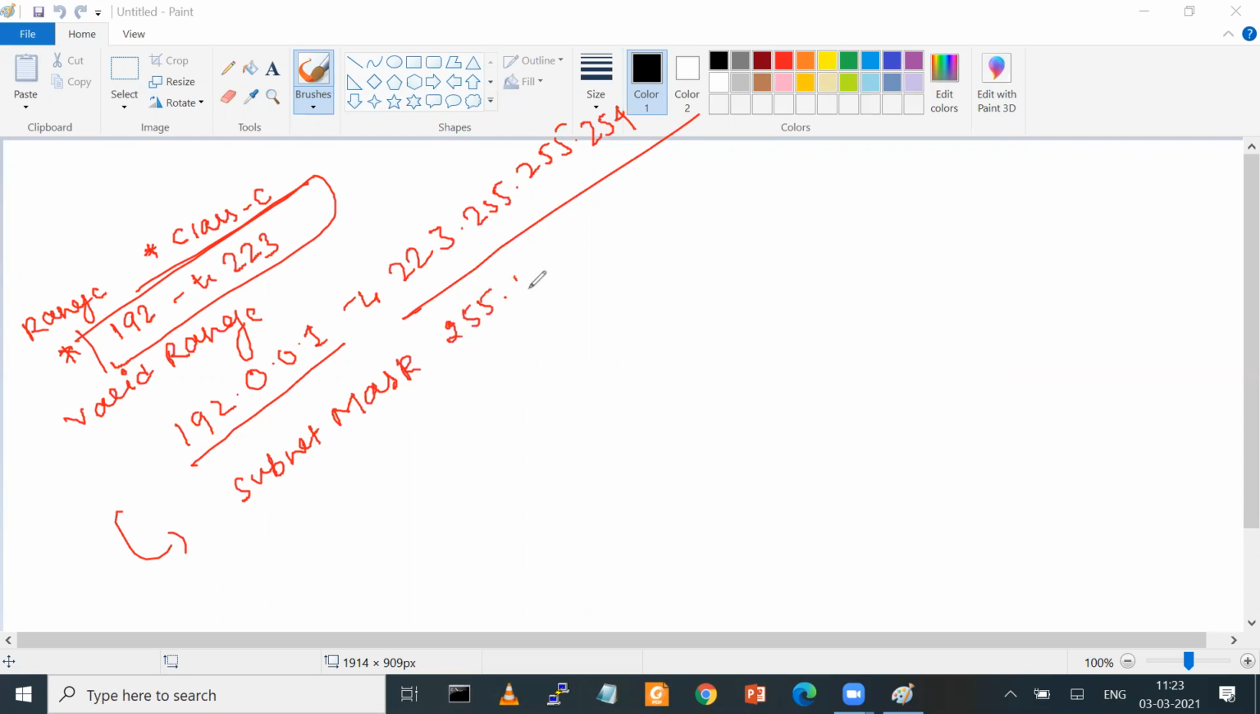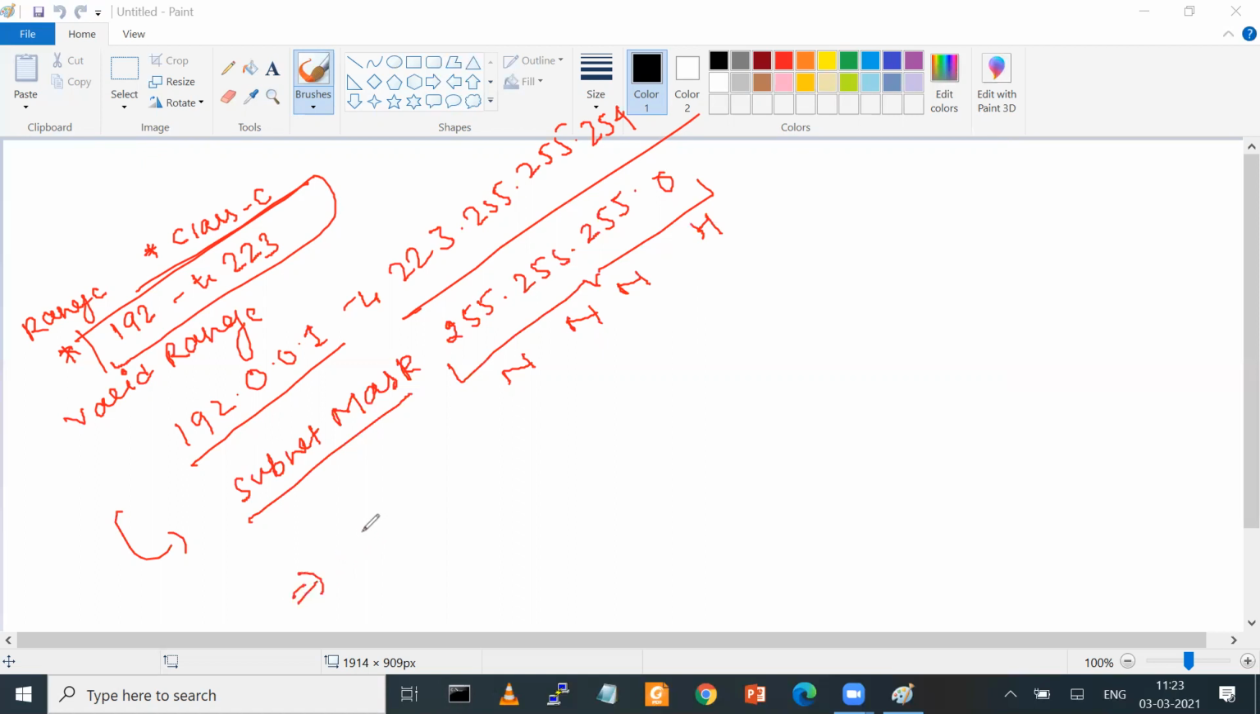Default subnet mask, in which I have not made any change. So that's my default: 255.255.255.0. Alright, default mask, default subnet mask. So this is my network portion, and this is my host portion.